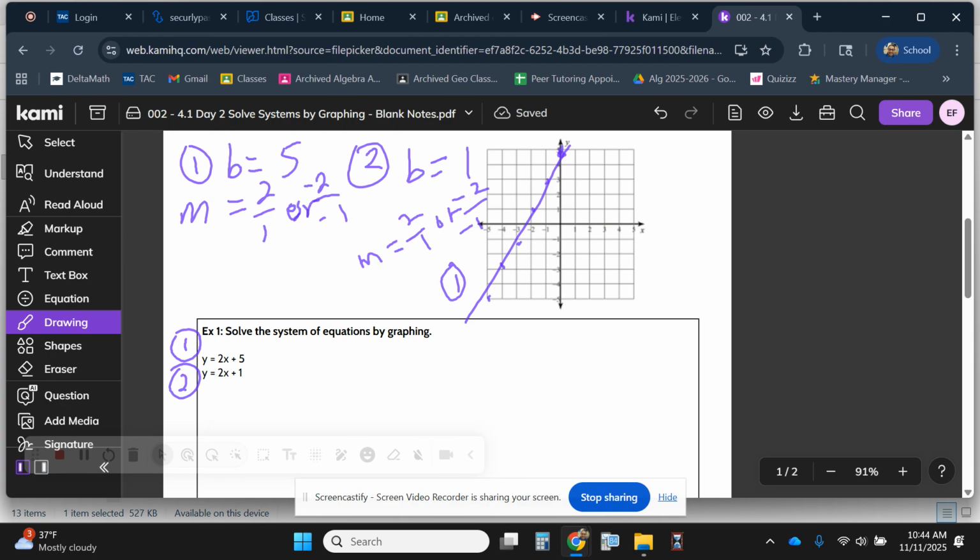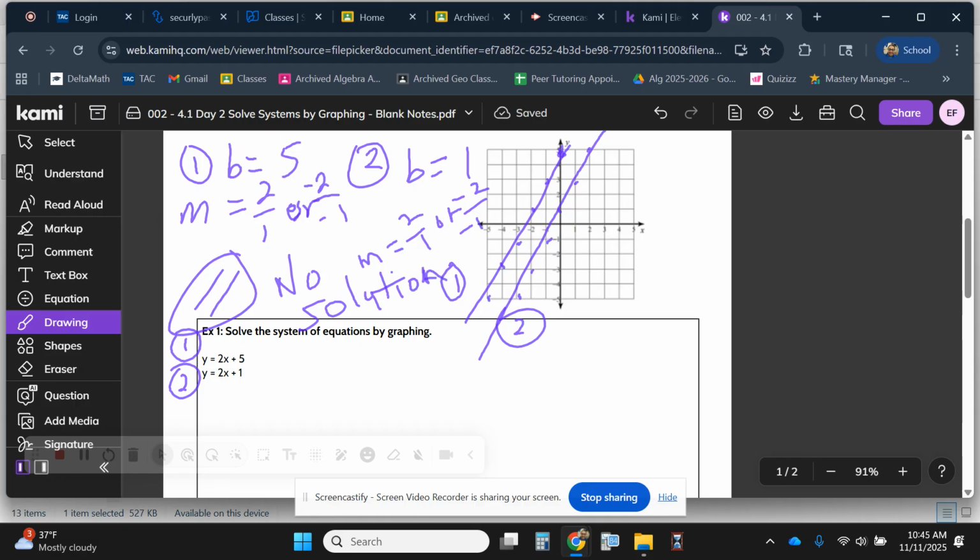There's graph number one. Number two, I start at 1, and I also go up 2 over 1, up 2 over 1. Oh my gosh, look what's going to happen. Because they have the same slope, they're always going to be the same distance away from each other, and they're never going to touch. So there you go. These are parallel lines. That's the international symbol for parallel. And that means there's no solution here. There's no crossing, right? And the only time you have a solution is when you intersect.